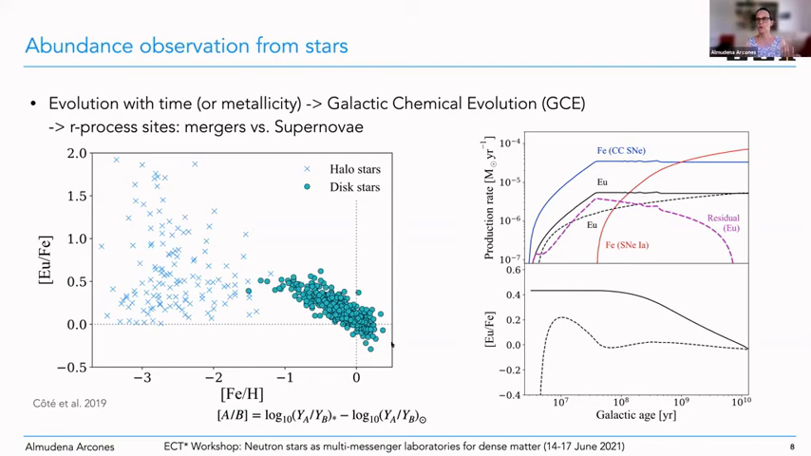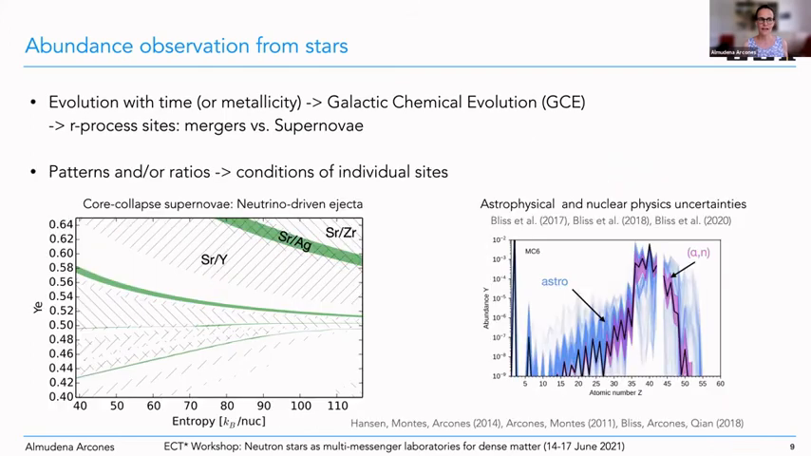Okay, so there is also another way of using abundances to constrain and to understand the r-process conditions, and this is using patterns or ratios. This is a game we did many years ago with Camilla Hansen and Fernando Montes, and it was varying the astrophysical conditions. This is just an example in a quark collapse supernova, neutron-driven ejecta, so the electron fraction, the neutron richness, and also the entropy. And the regions marked here with these lines are the regions where the strontium over yttrium ratio that we get from our calculations was agreeing with observations.